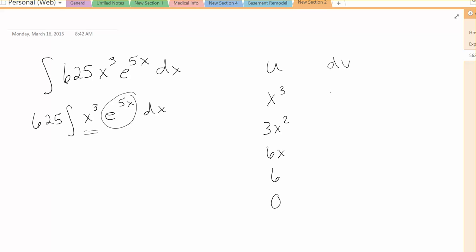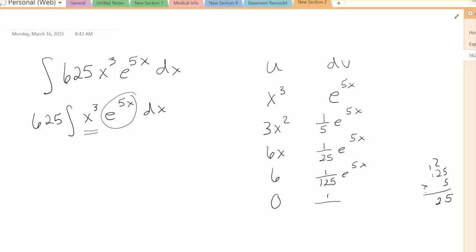Now the dv is e to the 5x, and the antiderivative of e to the 5x is 1/5 e to the 5x. Then you do that again, you're going to get 1/25 e to the 5x. And again, you're going to get 1 over 125 e to the 5x. And then finally, 1 over, let's see, 125 times 5. So 5 to the 4th, 625. I should have done that. Sorry. 1 over 625 e to the 5x.